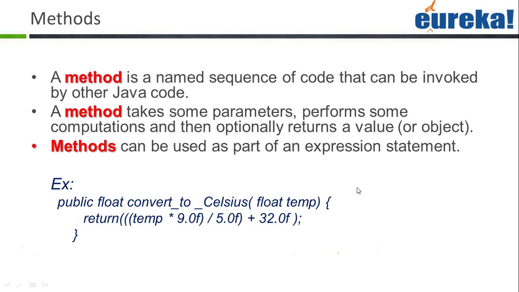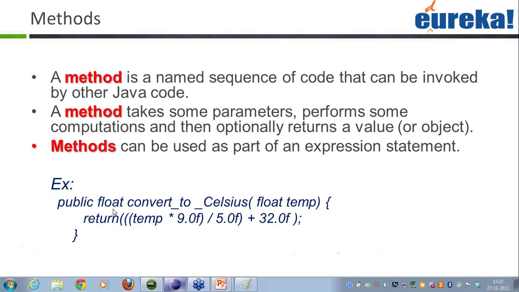An example could be, you can see here, wherein I have a public float convert to Celsius method, wherein it is having a return type as float, and I'm passing in a parameter as the float type, and it is also returning me a float variable.